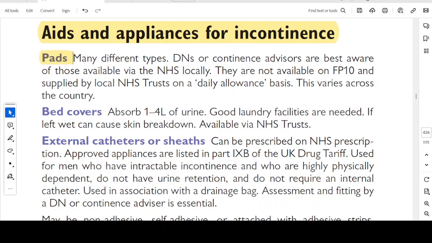Many different types are present. Pads: many different types. District nurses or continence advisors are best aware of those available from the NHS locally. They are not available on the FP10 and are supplied by local NHS trusts on a daily allowance basis. This varies across the country.